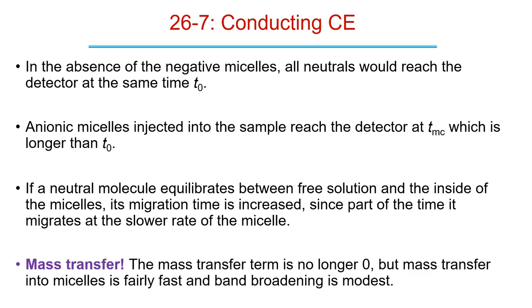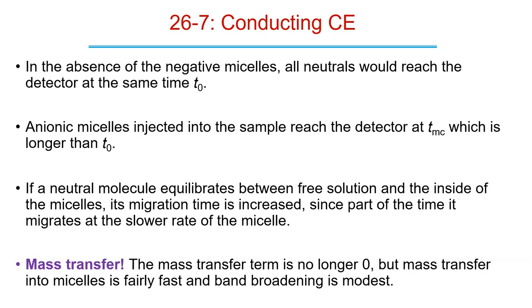Now remember, we've got mass transfer. The mass transfer term is no longer 0. See, that's the benefit of when it was just CE with no pseudostationary phase. The Van Deemter was real nice. And that's why the peaks looked the way they did. You had diffusion, but you didn't have multiple paths. And mass transfer was not an issue because things weren't partitioning because there was no stationary phase.